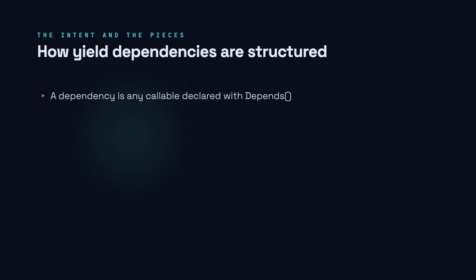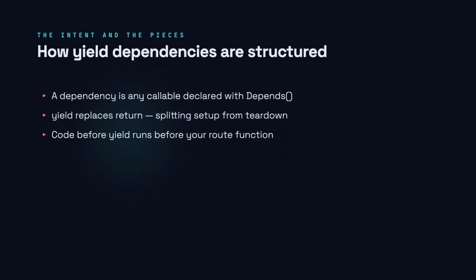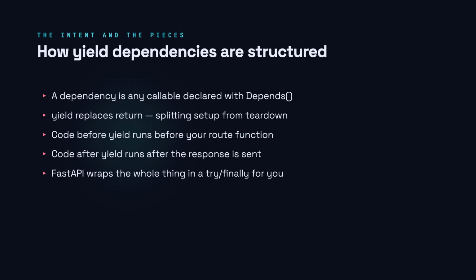A yield dependency is just a regular Python generator function that you register with FastAPI's Depends mechanism. Everything you write before the yield statement is the setup phase. FastAPI runs it, takes whatever you yielded, and injects it into your route. Everything after the yield is the teardown phase, and FastAPI guarantees it runs after the response leaves, even if an exception was raised inside the route.